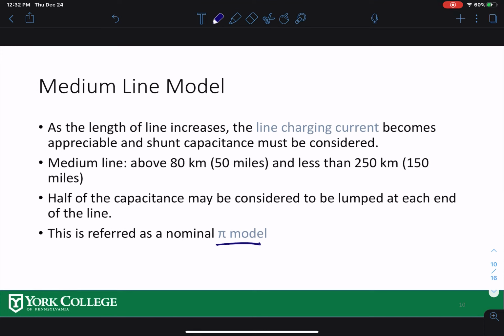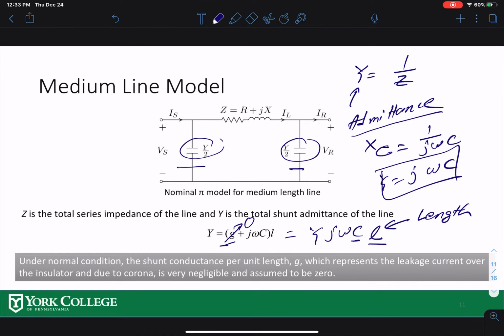Let's talk about the medium line model. The medium line model is basically for a line between 50 miles and 150 miles. If you have that length, your capacitance value increases because of the length, so you cannot ignore it anymore. So if you cannot ignore it anymore, you have to add it there.